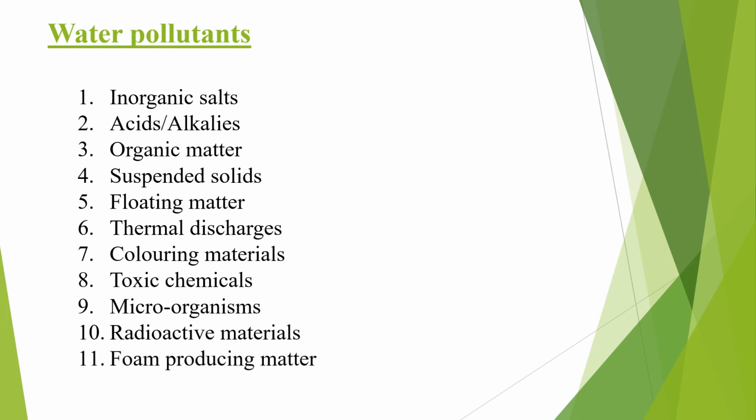Now the last water pollutant, foam producing matter. Presence of foam producing matter leads to an undesirable appearance of the receiving streams or water bodies, and is usually discharged by textile mills, pulp and paper mills and some chemical manufacturing industries. So these are the main water pollutants.